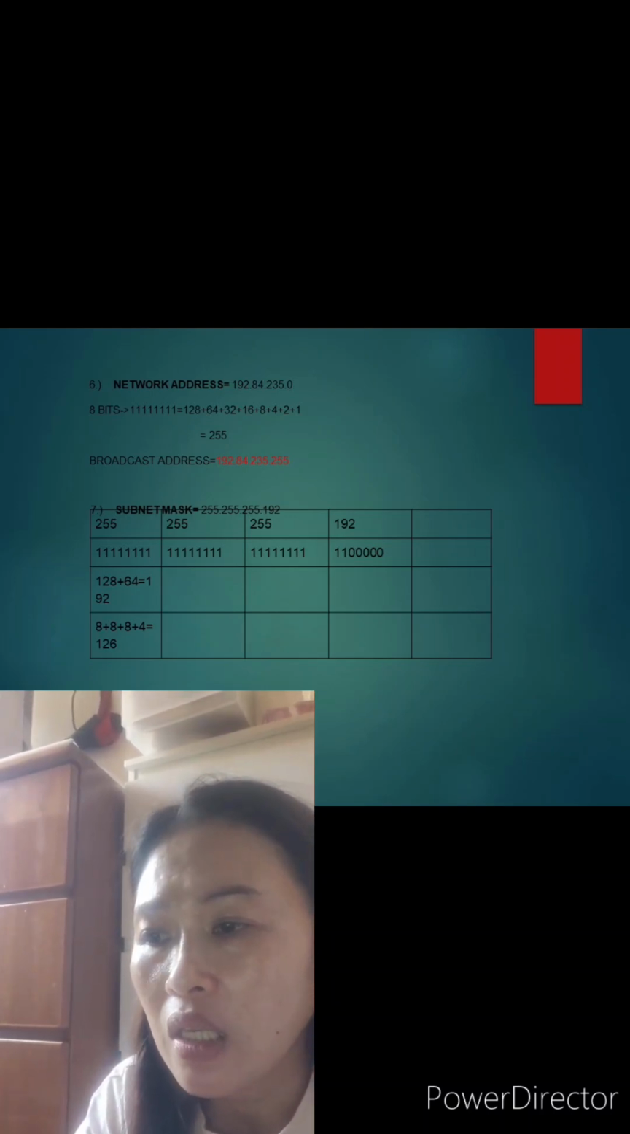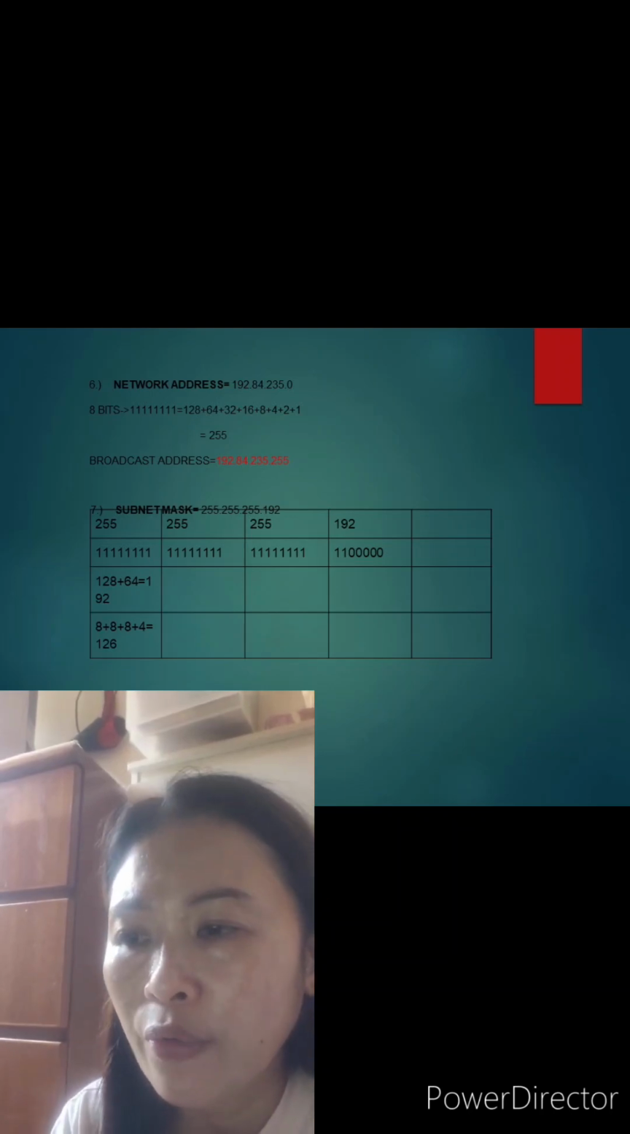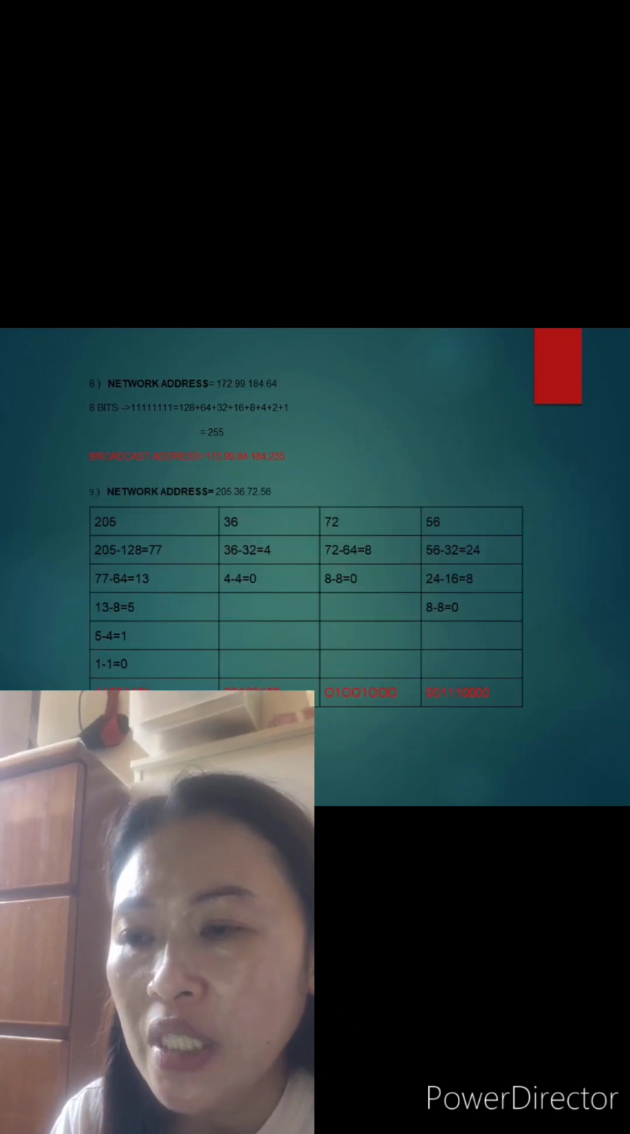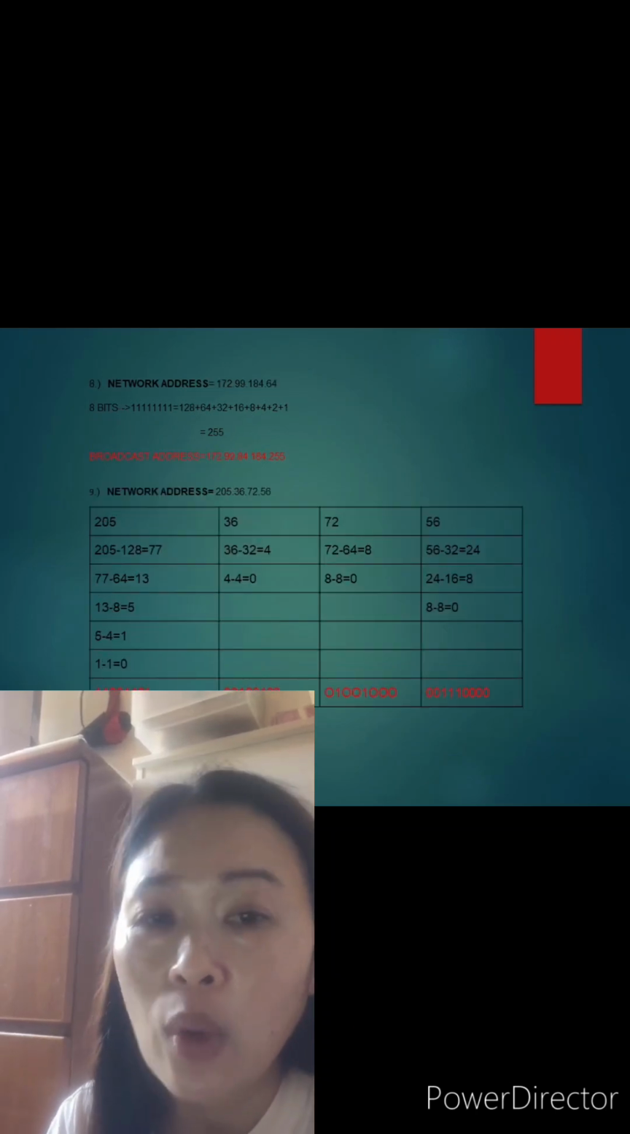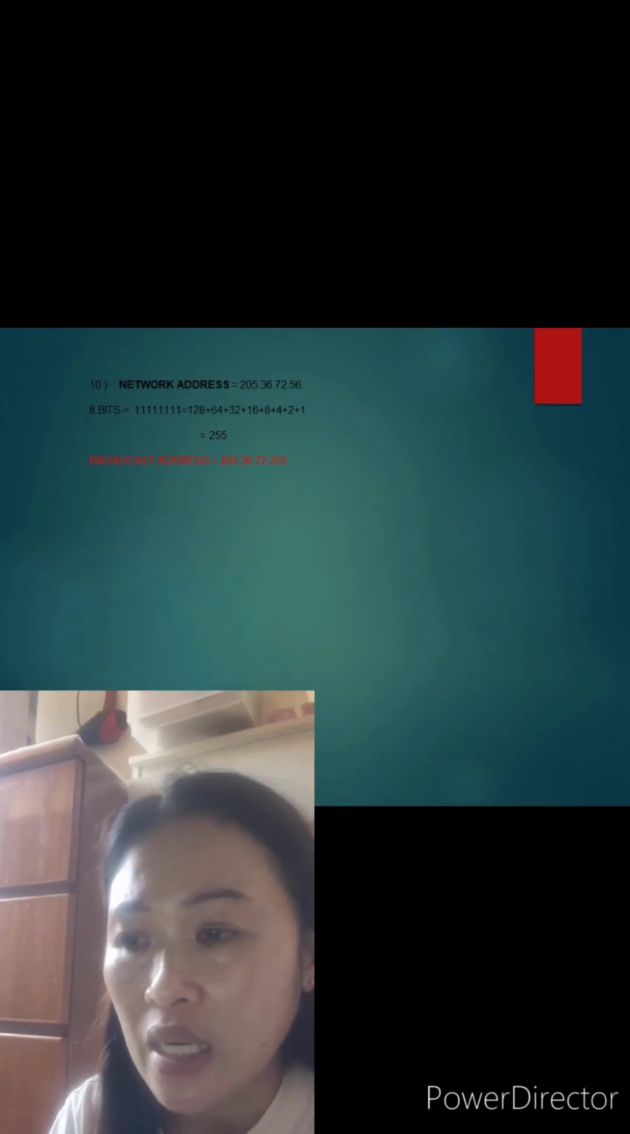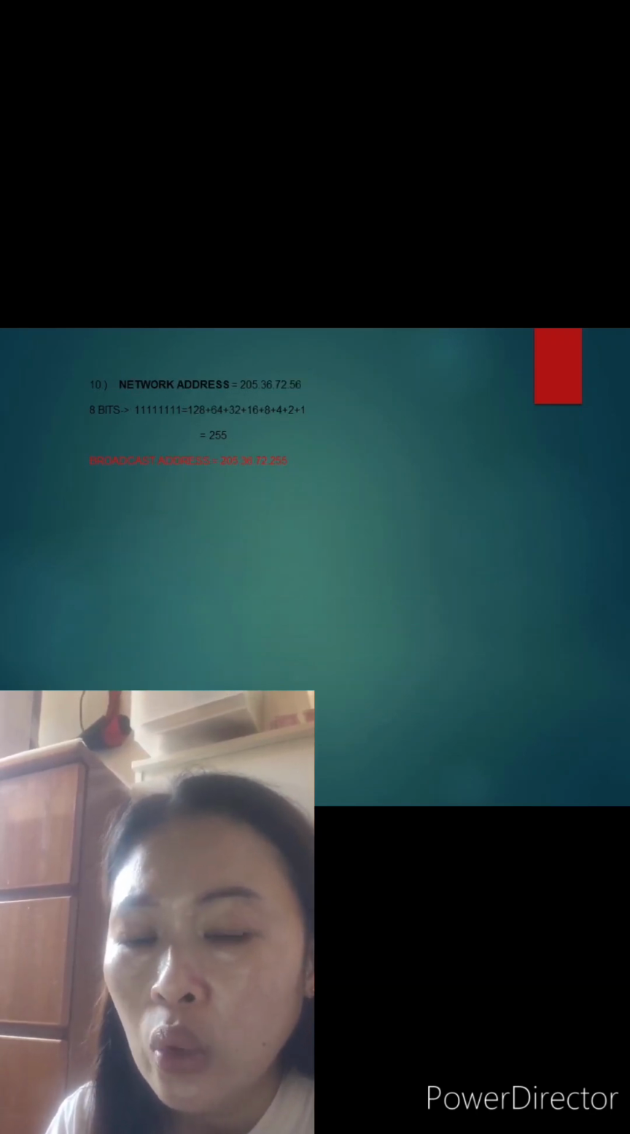And the number 10 is the network address 205.36.72.56. The 8 bits will be 8 ones. It equals 128 plus 64 plus 32 plus 16 plus 8 plus 4 plus 2 plus 1 equals 225. The broadcast address will be 205, 36, 72, and 225.